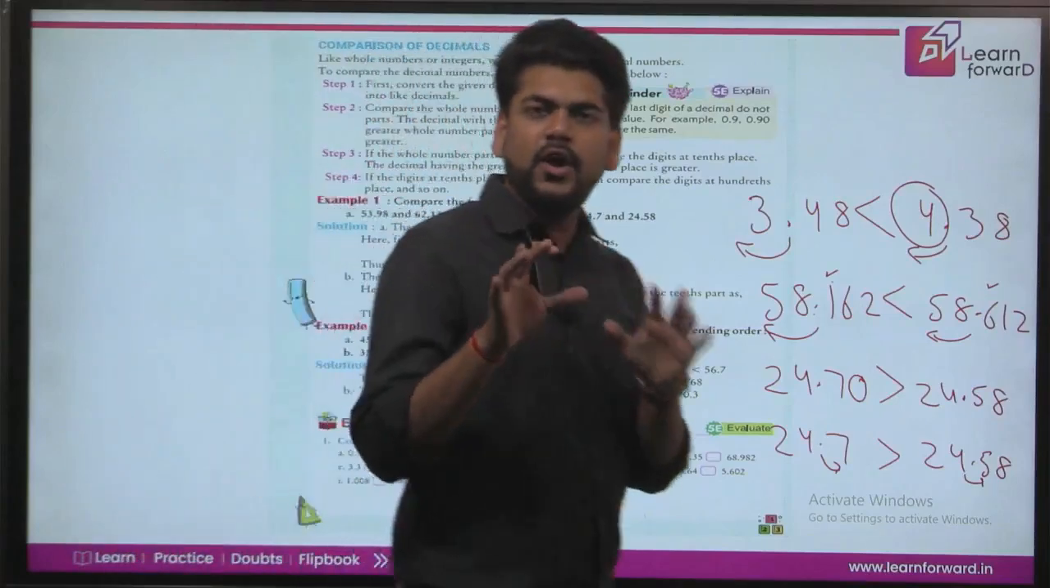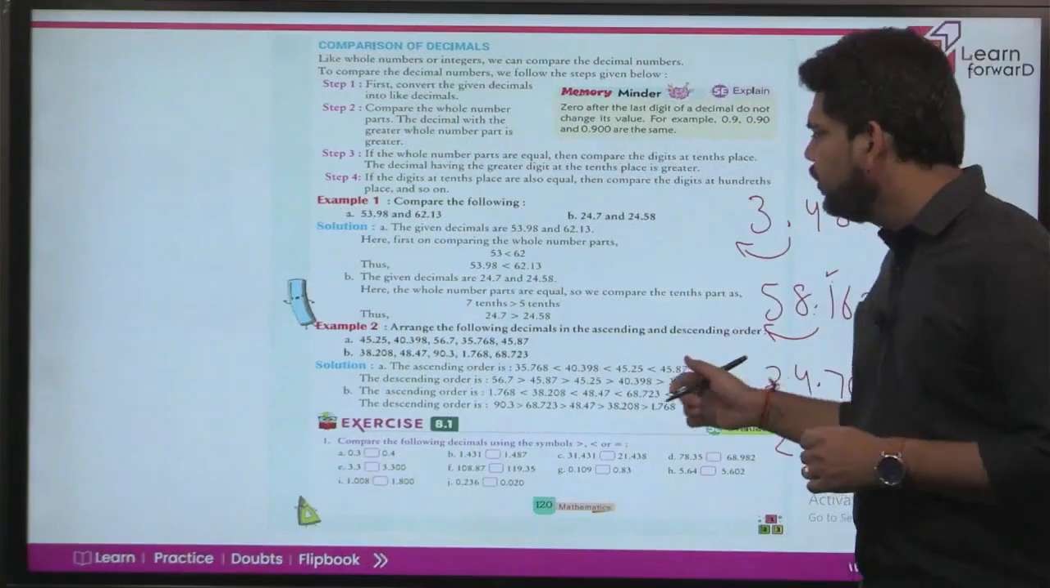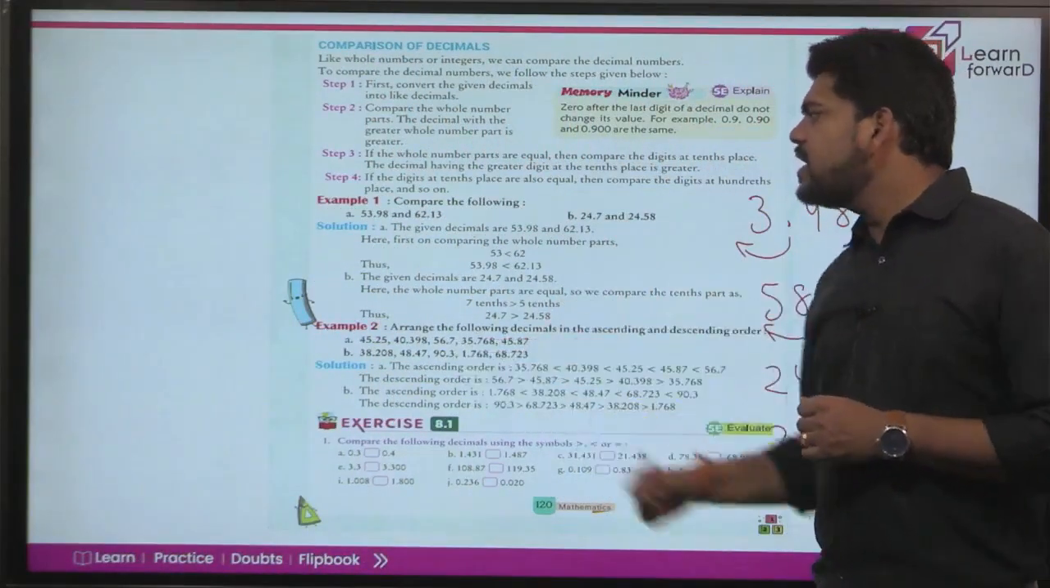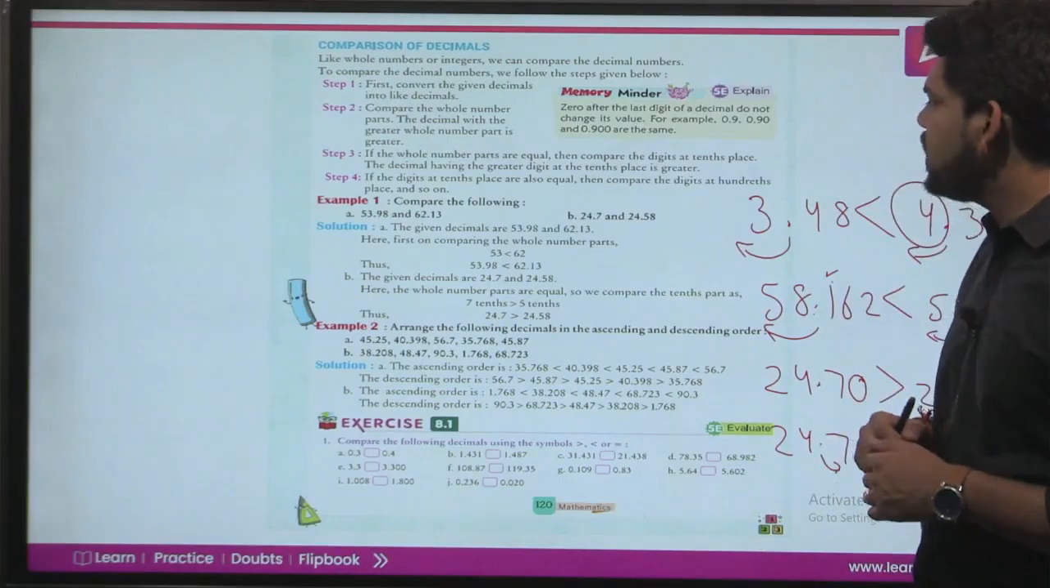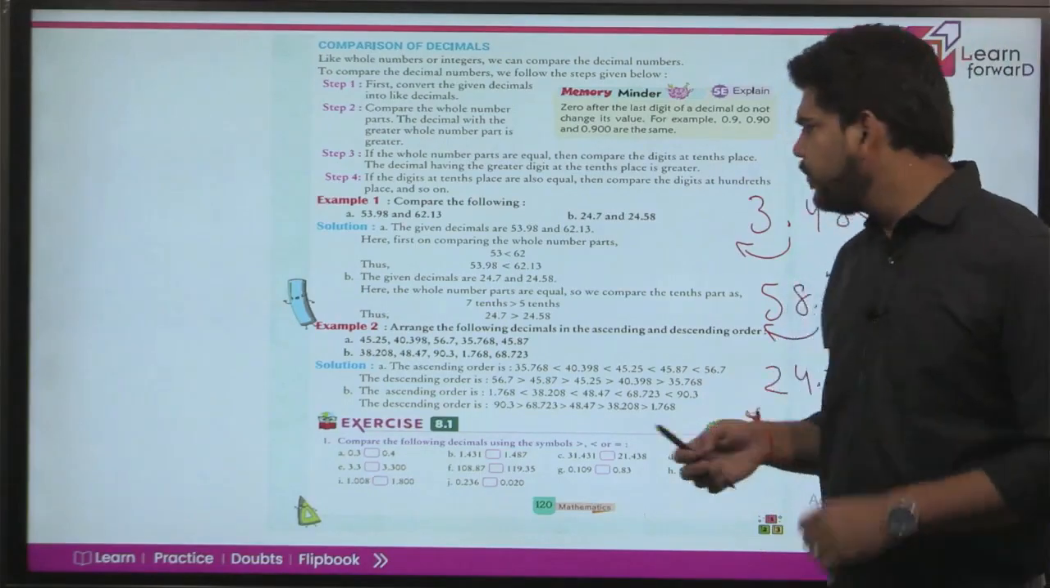I hope the idea of comparison of decimals is clear to you. Now you can perform this exercise. Example 2 is to arrange the numbers in ascending or descending order. Let us do part A.